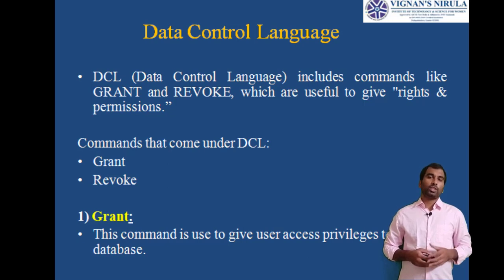So the first one, system. The system privilege includes permission for creating a session, table, etc. and all types of other system privileges. Whereas the object privilege includes permission for any command or query to perform any operation on the database tables.